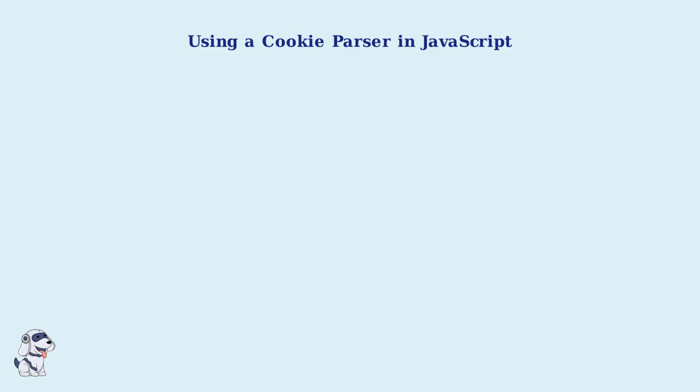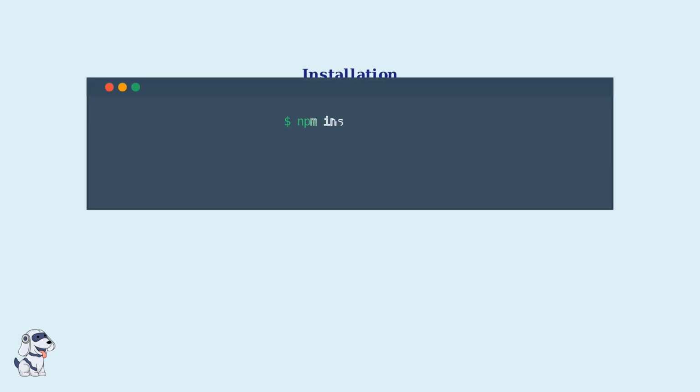Now we'll explore practical examples of using cookie parsers in JavaScript. We'll cover installation, browser usage, and server-side implementation with real code examples. First, we need to install a cookie parsing library. The most popular options are the cookie package or JS Cookie. You can install either using NPM or Yarn package managers.